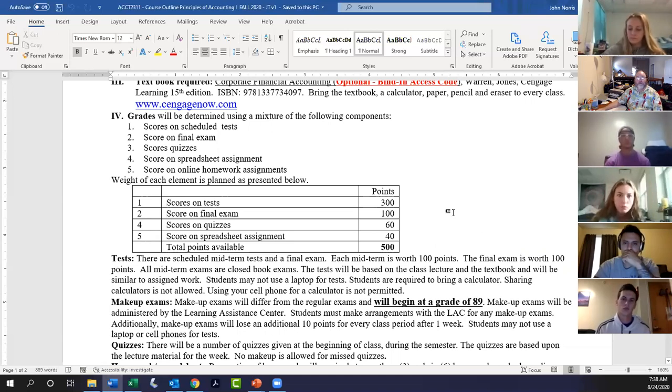So we're going to have 3 midterms and a final exam. That's going to make up the bulk of the points available. Each midterm is worth 100 points and the final is worth 100. So that's 400 of the 500 points in this course.